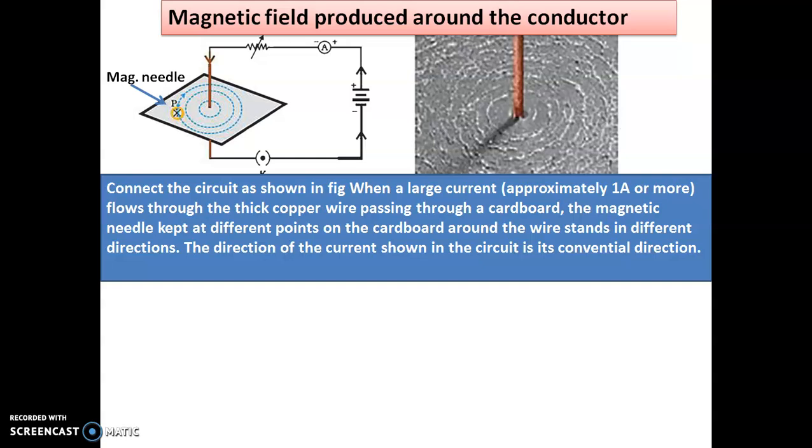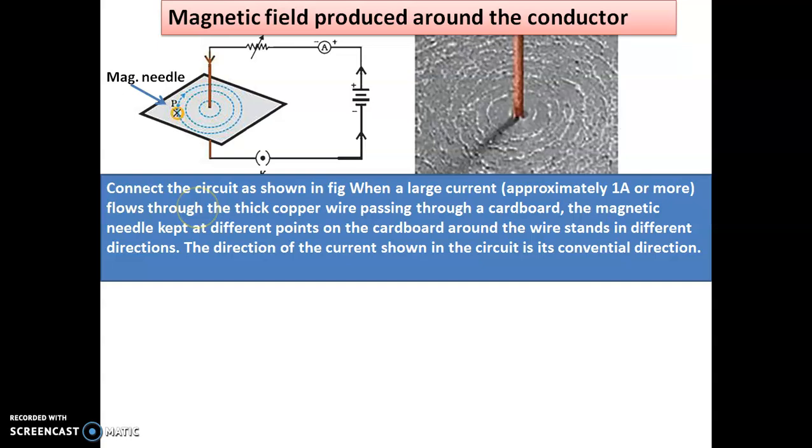Now, let's see one more experiment. We will study the magnetic field produced around a conductor. Connect the circuit as shown in the figure. When a large current, approximately 1 ampere or more, flows through a thick copper wire passing through a cardboard, the magnetic needle kept at different points on the cardboard around the wire stands in different directions. This is the first place where the magnetic needle is kept. As we keep changing the position, it will show deflection in different directions.